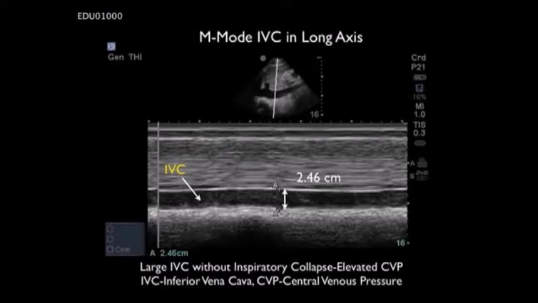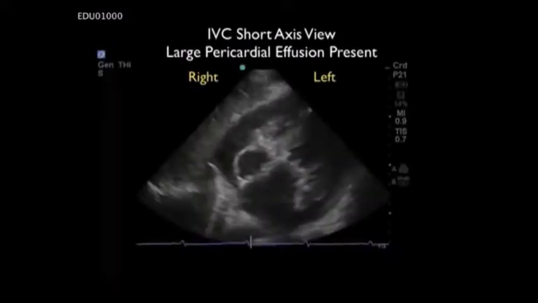We can put that M-mode cursor right along the IVC, just inferior to the confluence of the hepatic vein. Again, we see the IVC is dilated greater than 2.46 centimeters, but more importantly, notice here the small respiratory variation of the IVC from expiration to inspiration, indicating an elevated CVP greater than 10 centimeters of water. Let's put all that information into play in a real clinical case of a hypotensive patient.